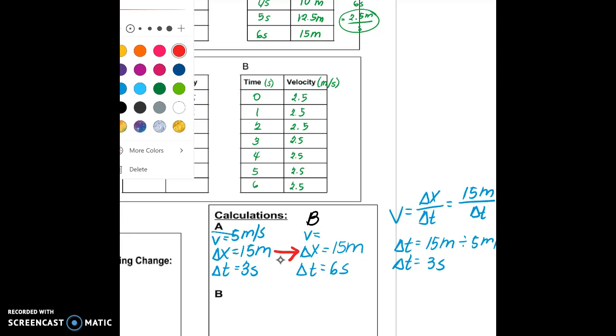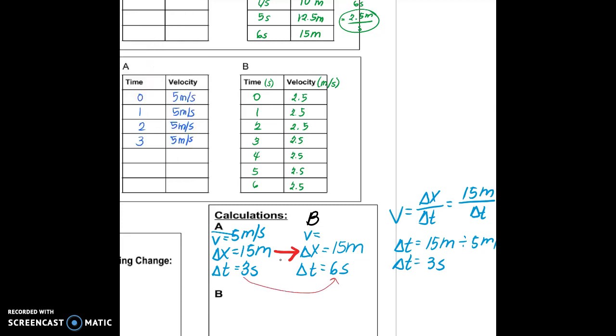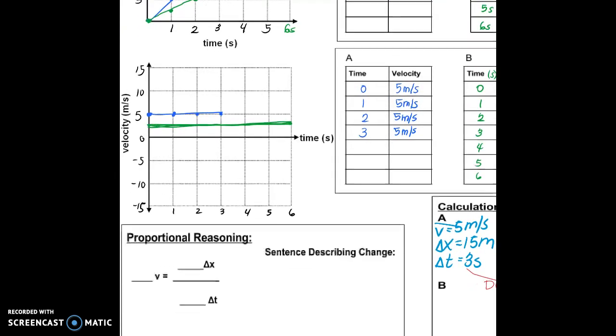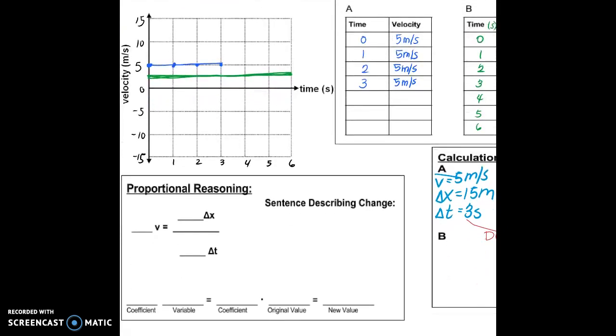Now, 3 seconds to 6 seconds, our change doubles. And when something doubles, we're multiplying it by 2. So to find out what our new velocity is, we can go back here.